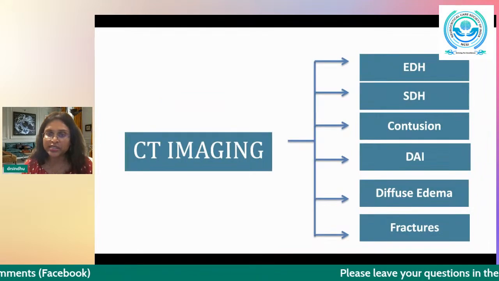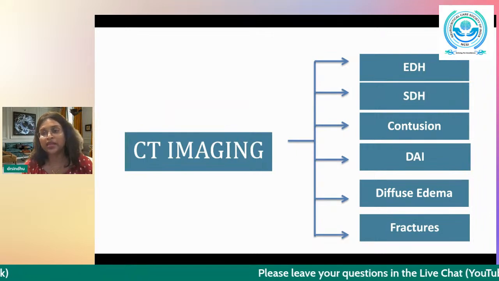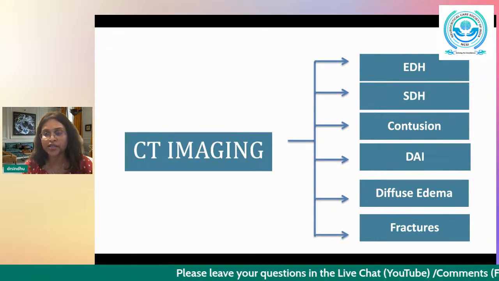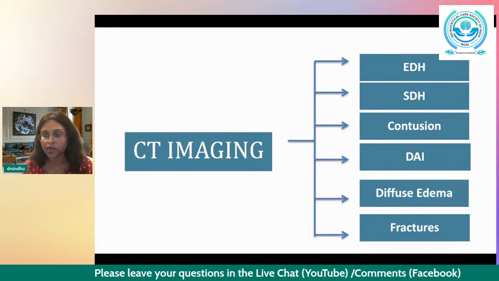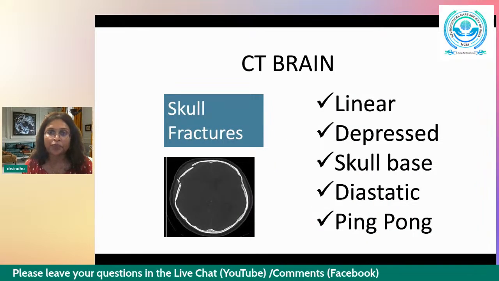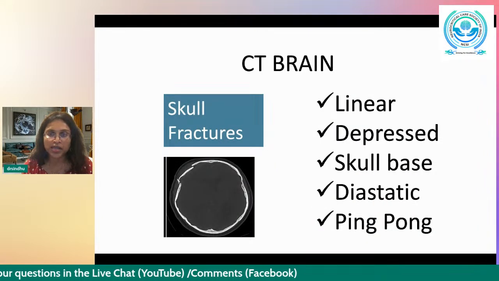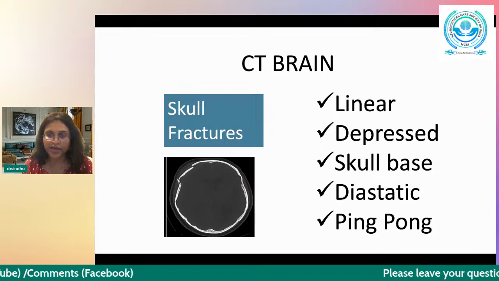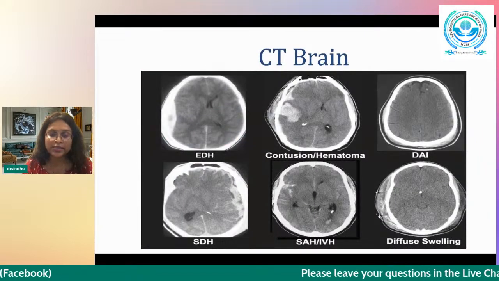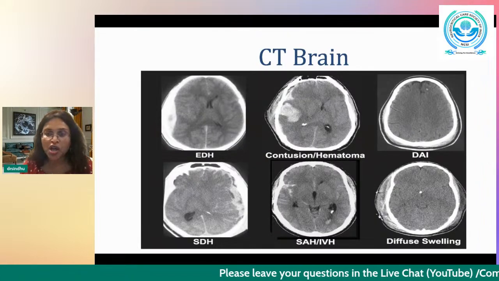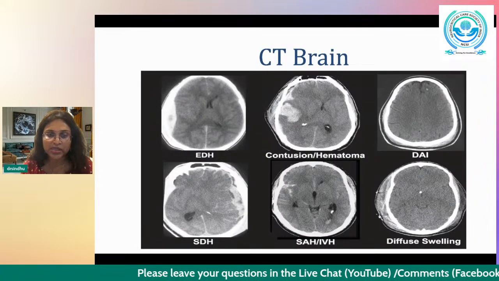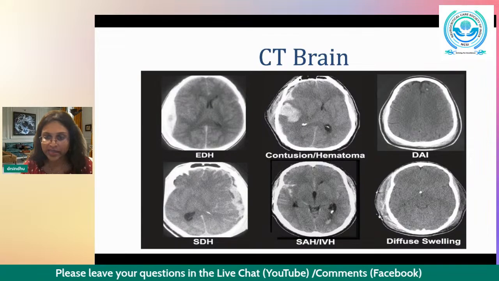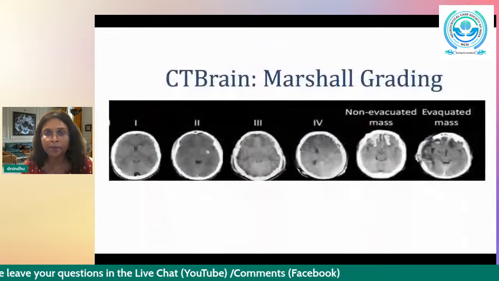On the CT imaging, these are a few findings we can see. It can be an EDH, SDH, contusion, diffuse axonal injury, diffuse edema, or maybe even fractures. These are a few images of skull fractures. They can be linear, depressed, or skull-base fractures. These are CT images of EDH, contusions, diffuse axonal injuries, subdural hematomas, SAH, and diffuse cerebral edema.